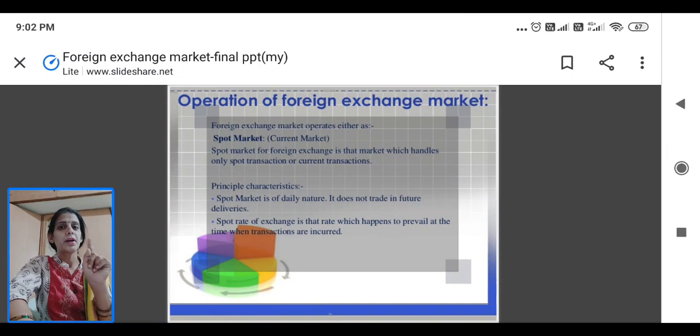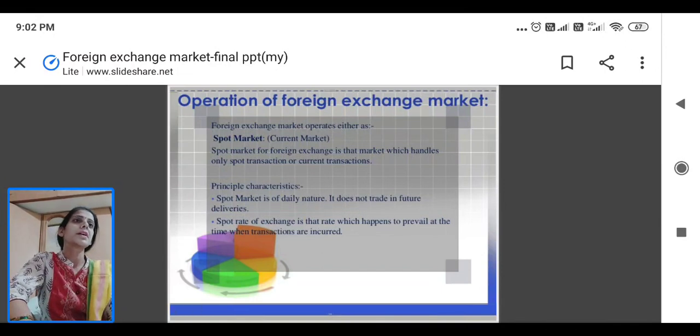By this you might have already got a little idea. The spot market is at that particular point of time, on that particular date's rate, it is fixed. That itself is called the spot market. But what would be the forward market? As the name itself says, it will be for the future.